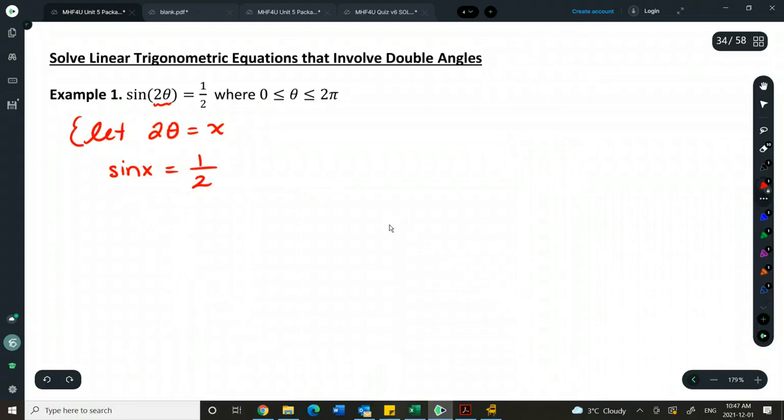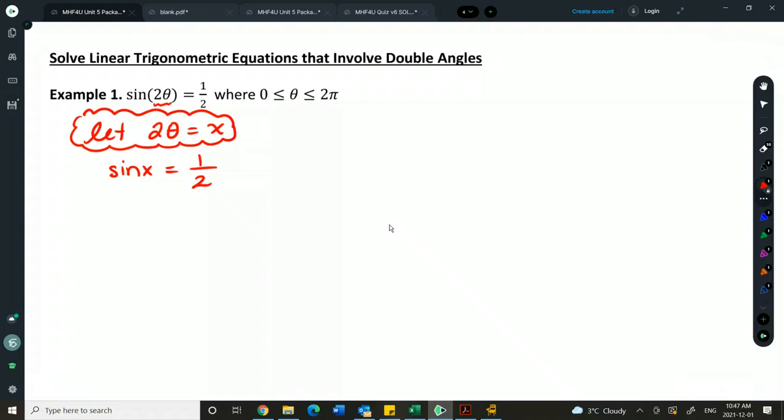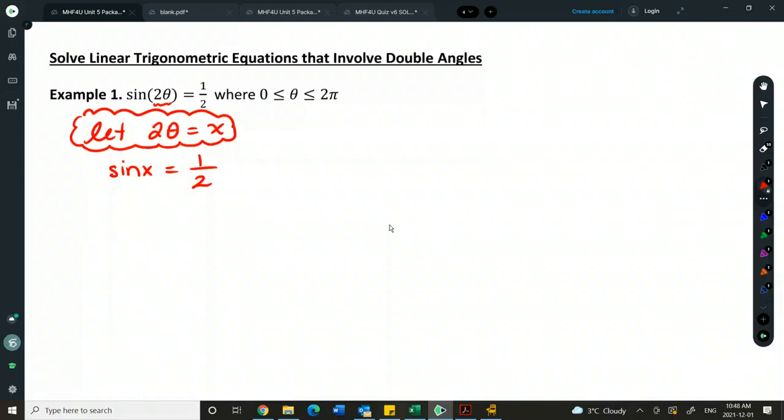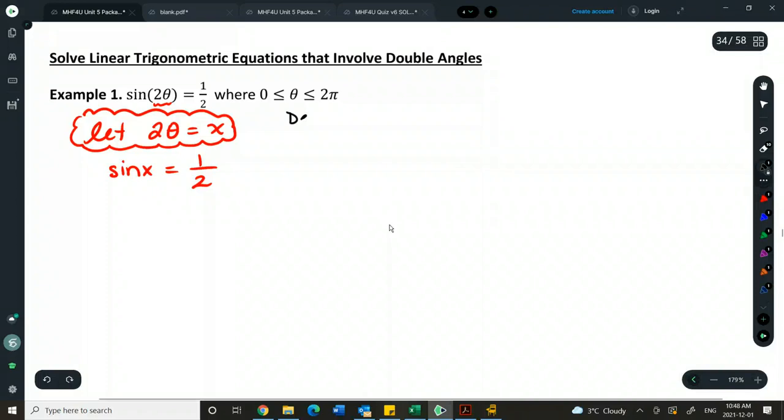And we're going to have to remember at the end that we need to consider this let statement once we've solved. But we're going to start by solving this. Do we know how to solve something like this? We definitely do. Let's go through the decision process.